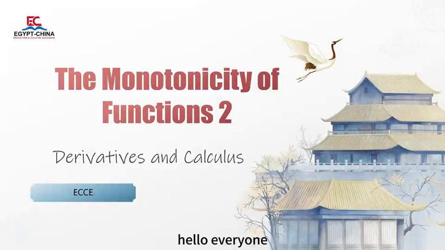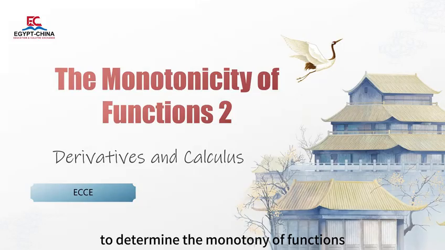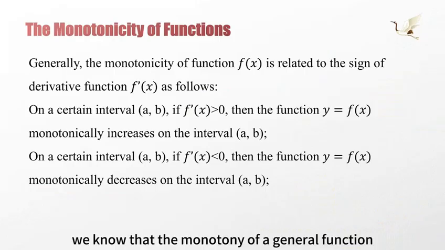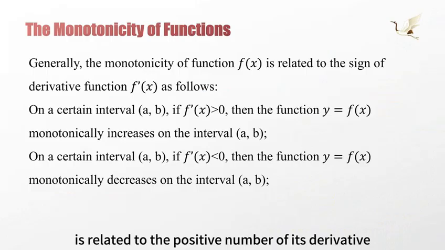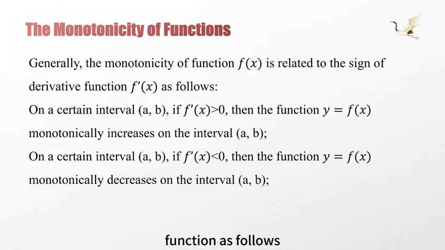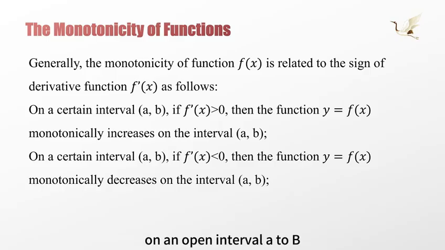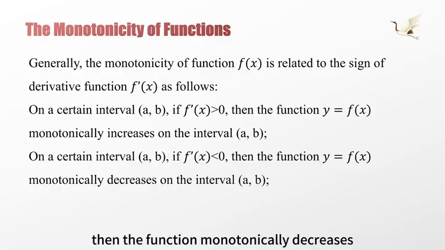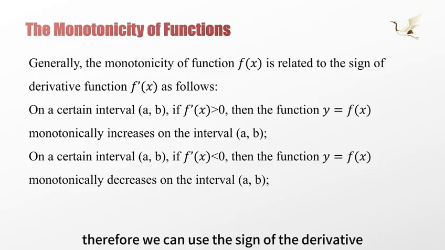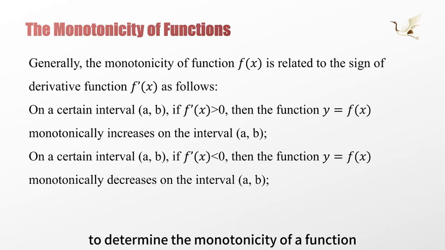Hello everyone! In the previous class, we studied how to use derivatives to determine the monotonicity of functions. We know that the monotonicity of a general function is related to the sign of its derivative function as follows. On an open interval (a, b), if the derivative is greater than 0, then the function monotonically increases on that interval. If the derivative is less than 0, then the function monotonically decreases on that interval. Therefore, we can use the sign of the derivative to determine the monotonicity of a function.